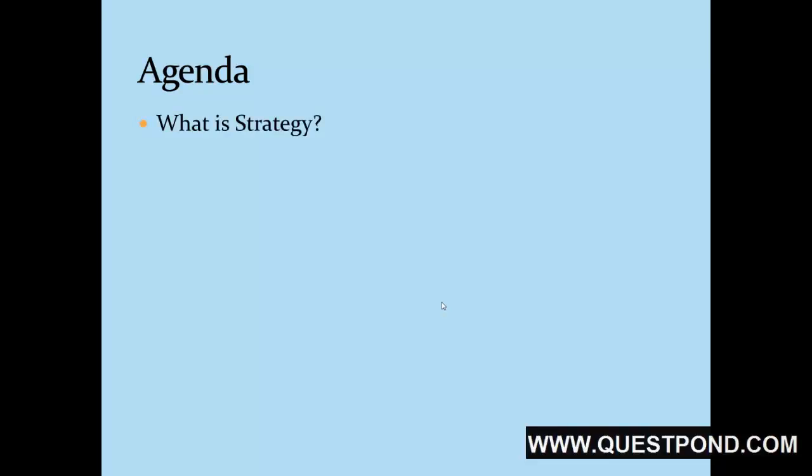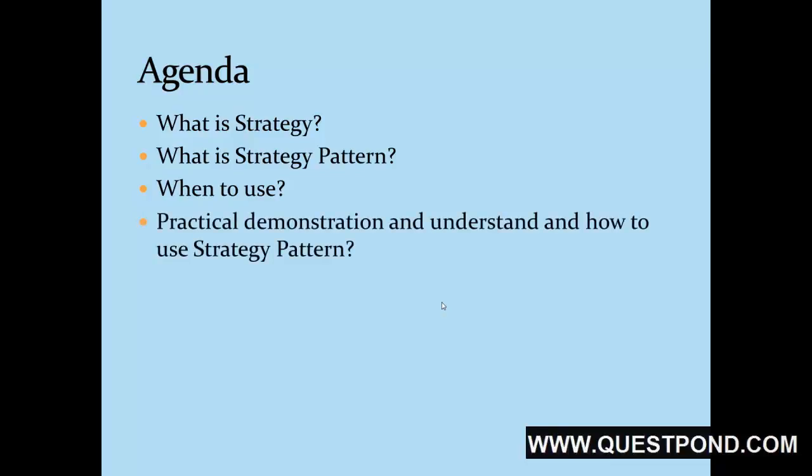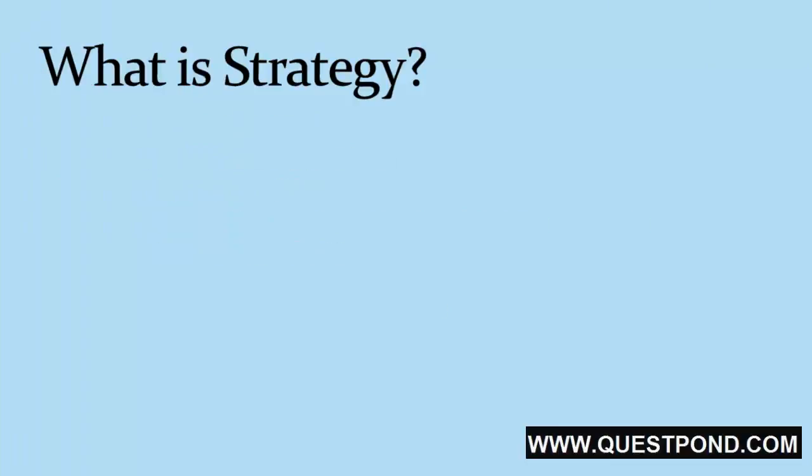We will start with the dictionary meaning of the word strategy and try to understand how in real life scenarios this pattern is implemented. We will go through a definition made by Gang of Four about this pattern and try to understand the same. We will go through a practical software development scenario and try to understand where exactly this pattern is useful. Then finally we will make a code walkthrough and try to understand how this pattern will be implemented programmatically. Now let's understand what is the dictionary meaning of the word strategy.